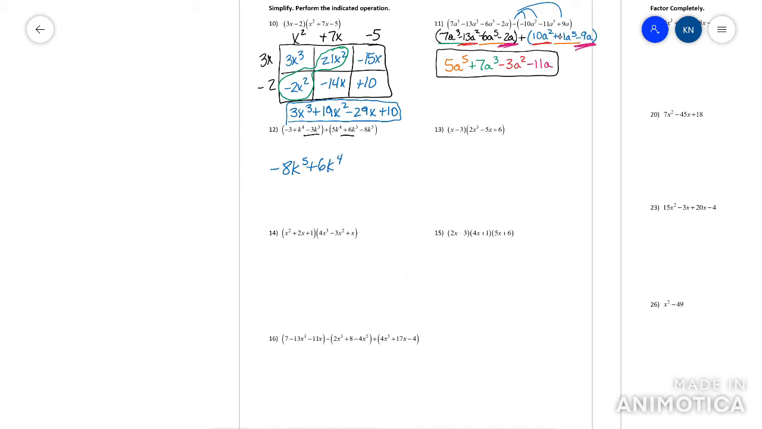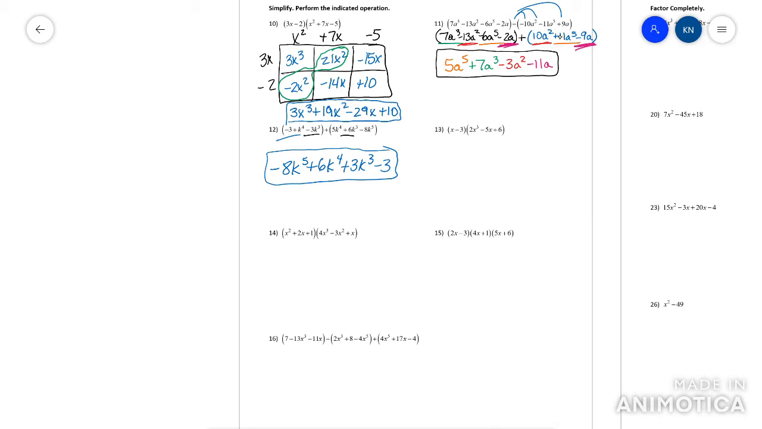Then I look for k cubed. I've got that minus 3k cubed and that plus 6k cubed. That's going to make plus 3k cubed. Now I look for k squared. There are no k squareds. Now I look for k to the first. There are no k's. So now I just go to the number. The only number there is minus 3. So this would be my answer.